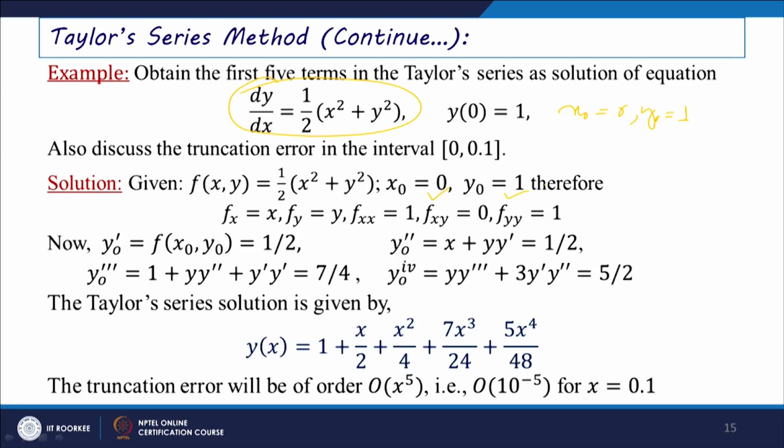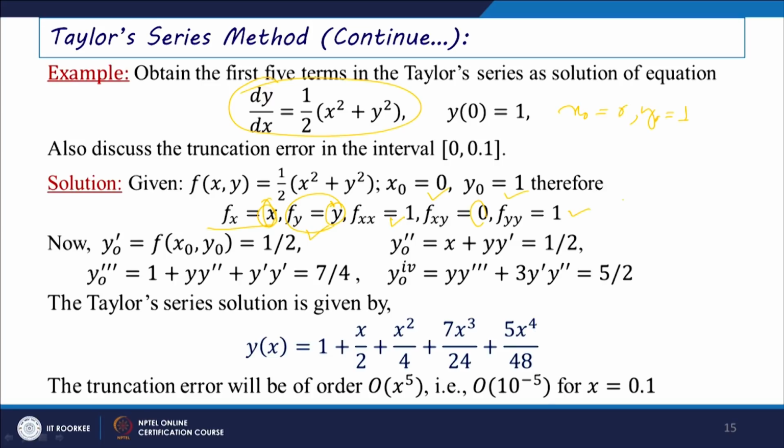For the first order differentiation, fx is del f by del x of f of x, y, that is half into 2x, so x comes out. Then del f by del y is half into 2y, so y comes out. Then fxx, with one more differentiation with respect to x, we get 1. For fxy, differentiating with respect to y, we get 0. Then one more differentiation with respect to y gives fyy as 1.